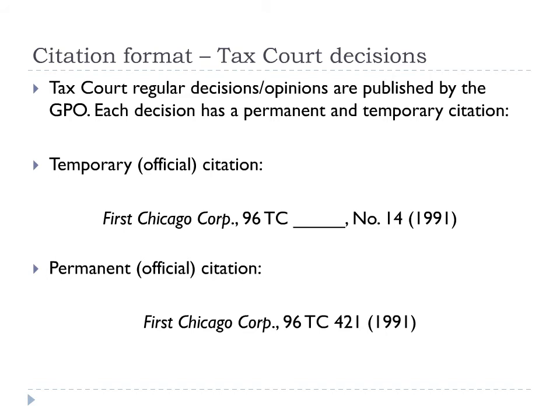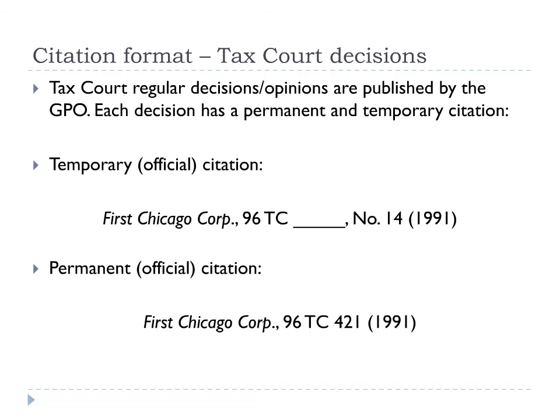Let's look more carefully at the information on this slide. Tax court regular decisions are published by the GPO, the Government Printing Office. This means that regular tax court decisions are printed in an official federal government reporter and have an official citation. Also note that there are two versions of this citation, the temporary and the permanent version. Both citations reference the same case. In other words, there is no difference in the source that is being referenced.